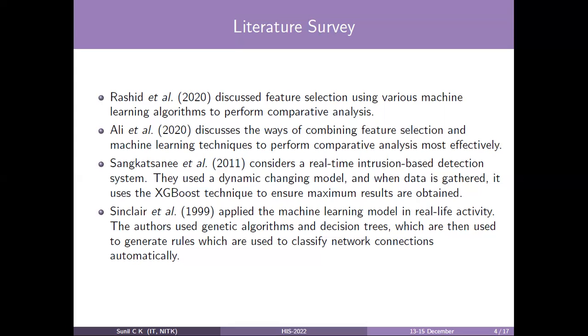In the third paper, they have considered a real-time intrusion detection system, and they have used a dynamically changing model. Once the data is gathered, it uses XGBoost techniques to ensure maximum results are obtained.